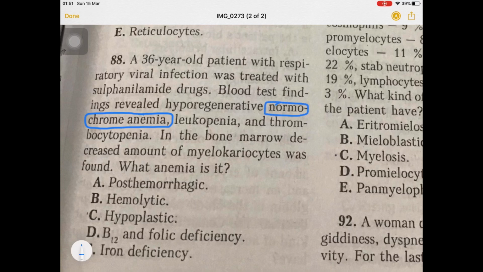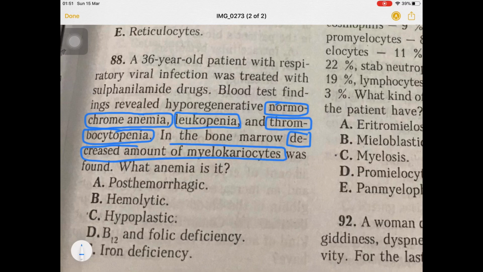Okay, anemia, then leukopenia. Anemia, you know that this is the lack of RBC. Leukopenia, you know this is the lack of WBC or leukocyte. And the next term which they are using is thrombocytopenia. Thrombocytopenia is the deficiency of thrombocytes, right? And next, you can see that there is a decreased amount of myelokaryocytes found over here.